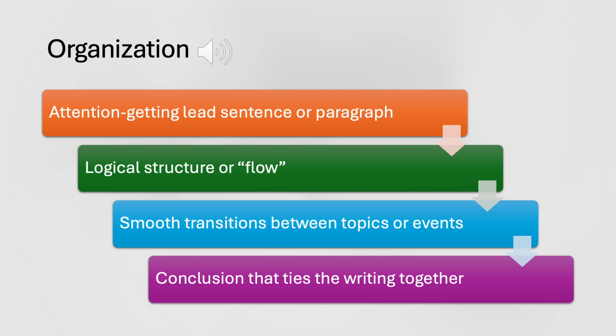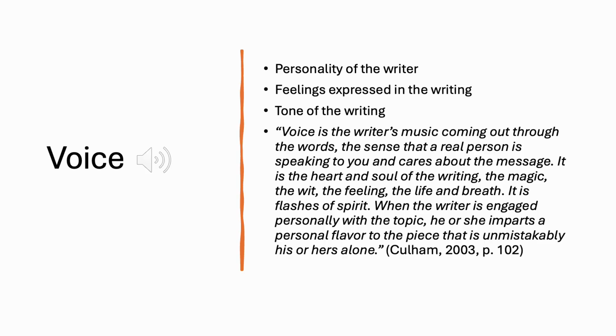Organization also involves teaching children how to structure their writing in a logical fashion. For example, when you teach narrative writing, you would teach students how to order their sequence of events from beginning, middle, and end. Organization also involves including transitions when students shift from one event to the next or from one topic to the next. Well-organized writing also has a satisfactory ending or conclusion that ties the writing together.